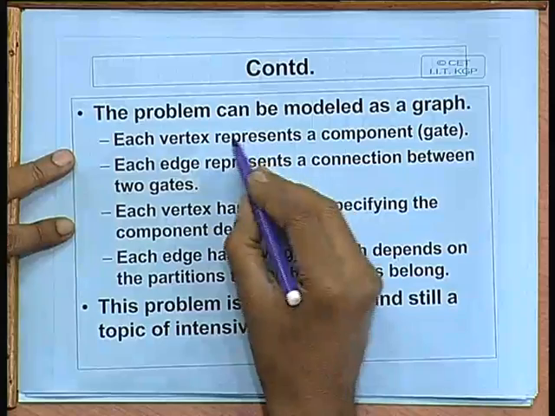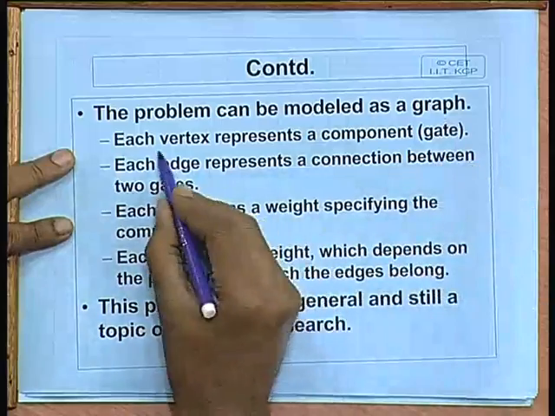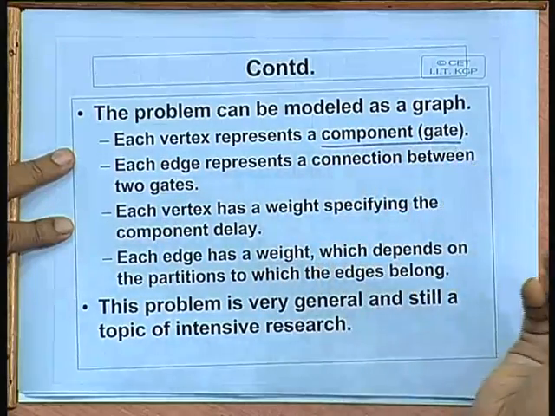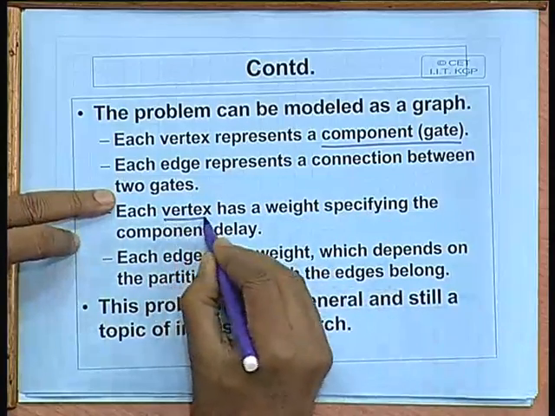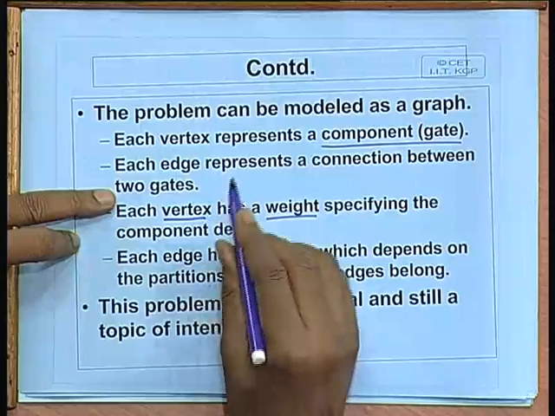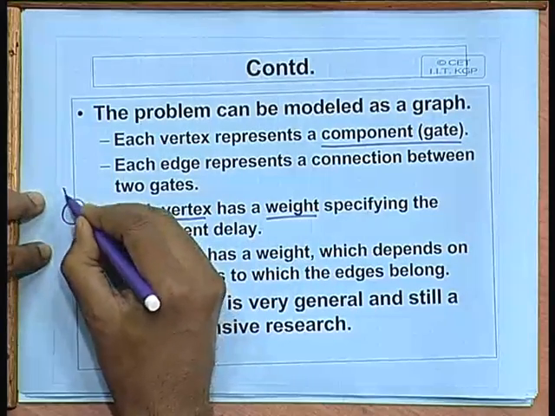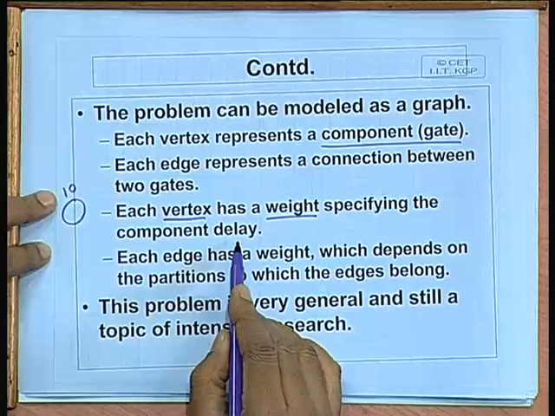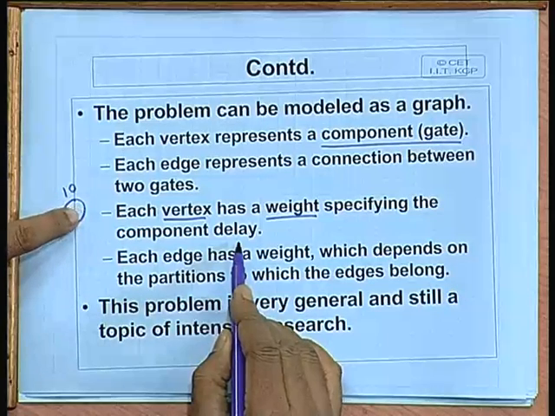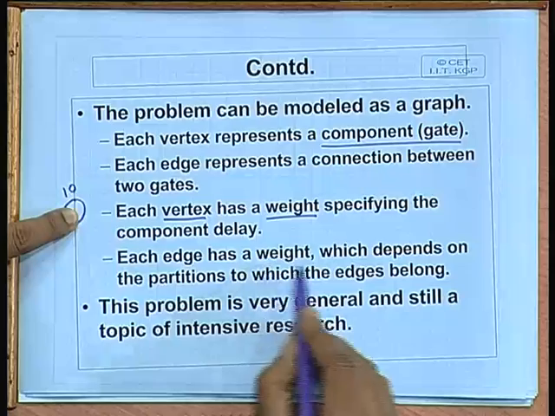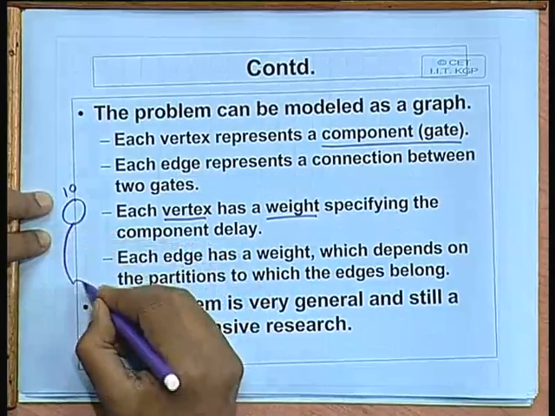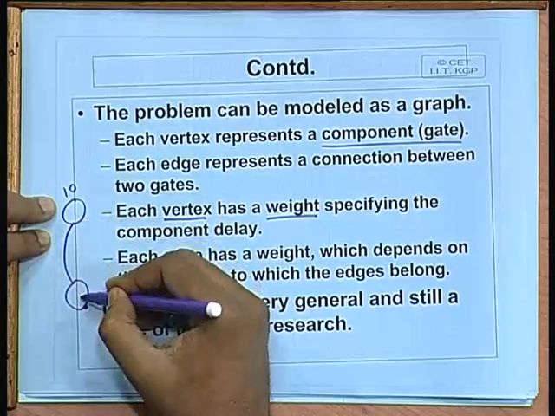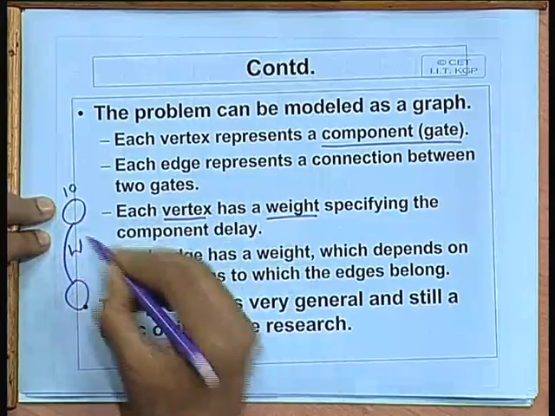So, one way people have approached this problem is that you can model it as a graph where each vertex represents a component or a gate, each edge represents a connection, and the vertices have a weight. In this model, the nodes of the graph will also contain a weight that represents the component delay. If it is a NAND gate, what is the delay of that NAND gate? Each edge has a weight which depends on the partitions to which the edge belongs. If this node is connecting to another node, depending on whether they belong to the same partition or different partitions, this weight W can vary.